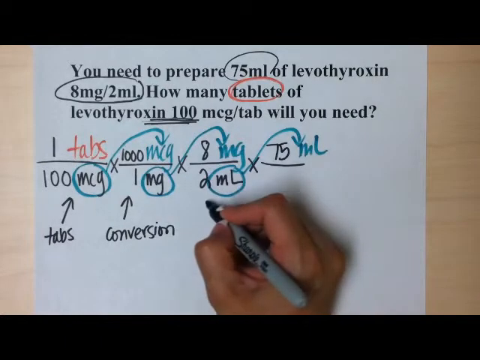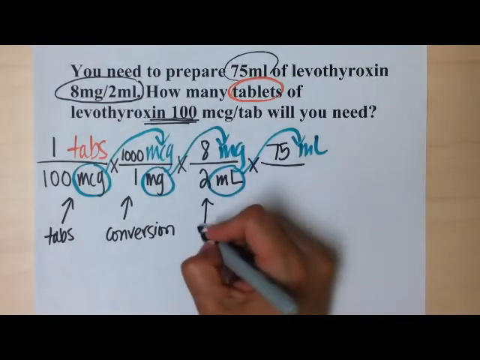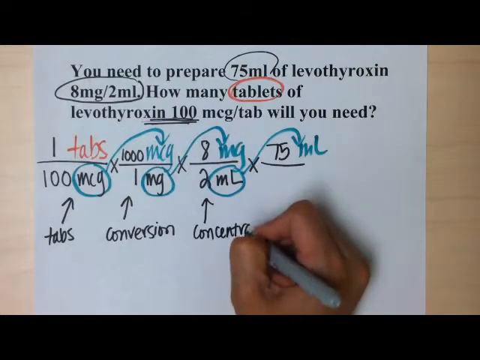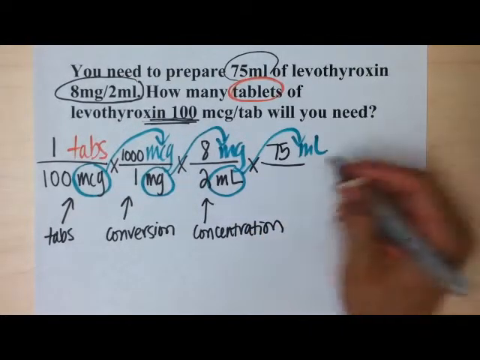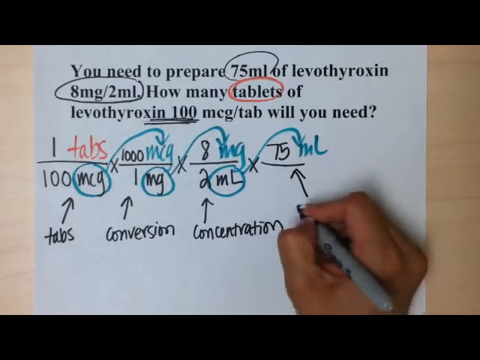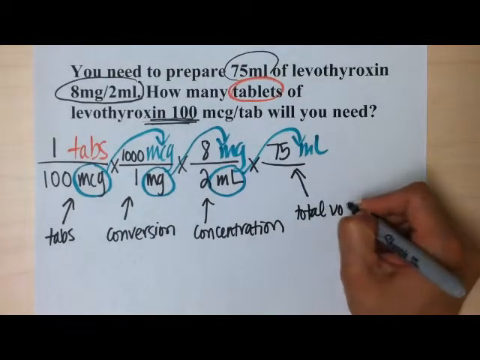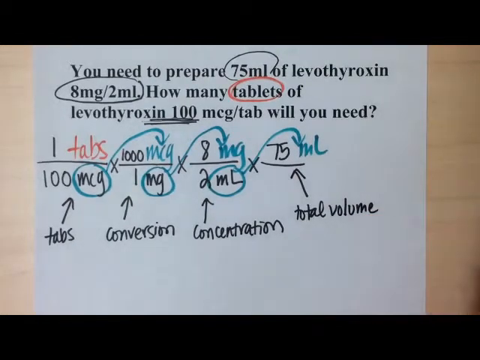Okay? The next one is the concentration of what we're making. And lastly, we have the total volume of what it is we're making. So typically, this is going to be how we start or how we run through all of our compounding problems, because we're ultimately finding out how many tablets are we going to need or how many capsules are we going to need.